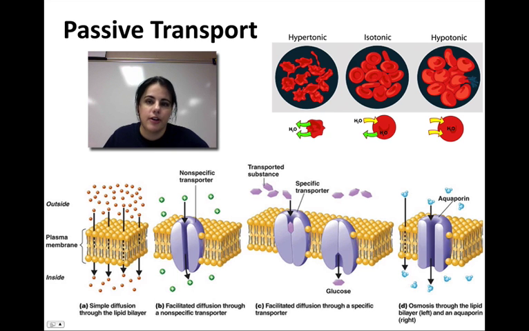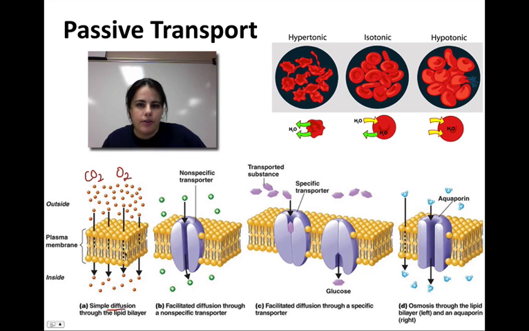Let's look at passive transport first. One thing with passive transport, no energy, and you go from high to low. There's 3 different types of passive transport. Simple diffusion, where molecules just go right through the phospholipid membrane. Molecules like gases, like oxygen and even carbon dioxide, could fit right through with no problem.